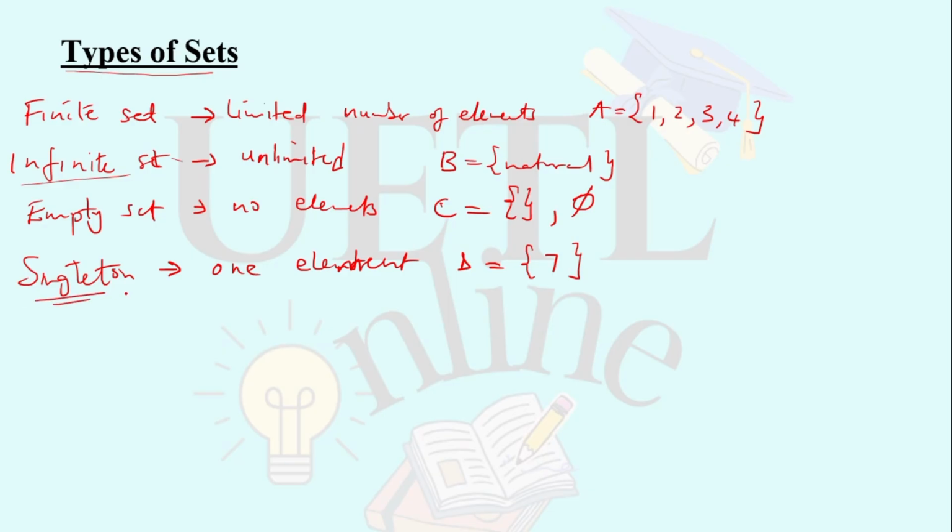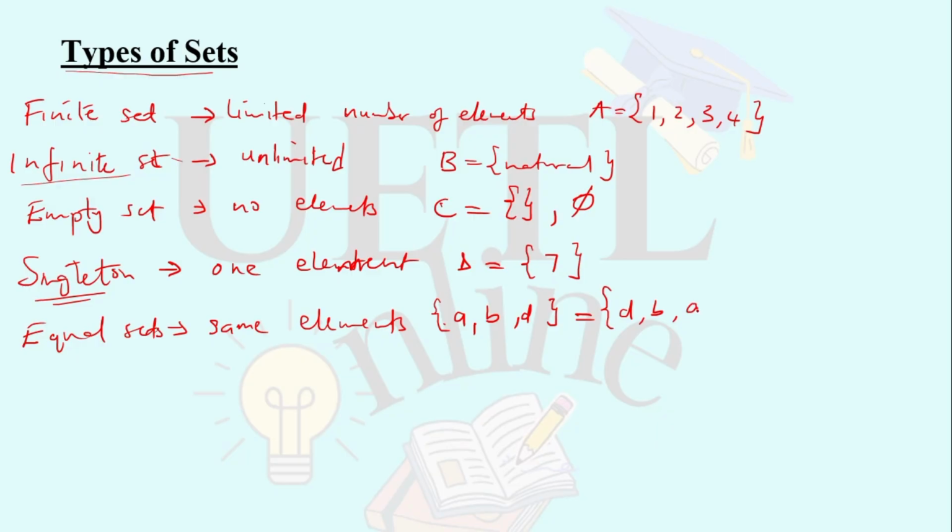Then we have equal sets. Two sets are equal when they have the same elements. If we have a set that consists of A, B, D, this is the first set. We can say it is equal to a set written as D, B, A. We can see that these elements are the same, so we can say these sets are equal.